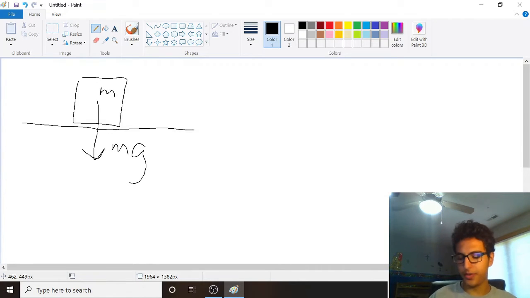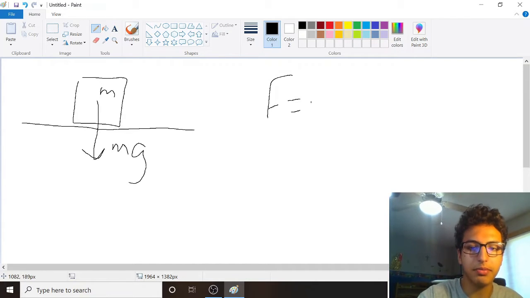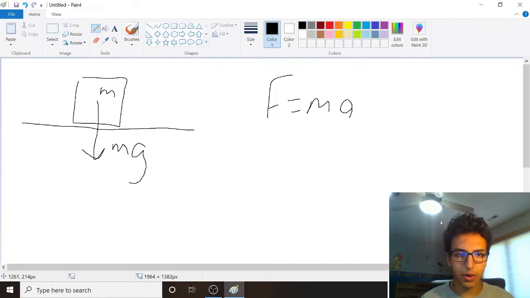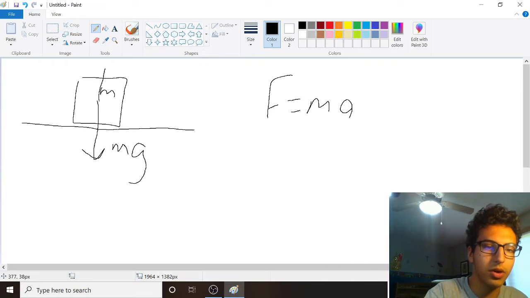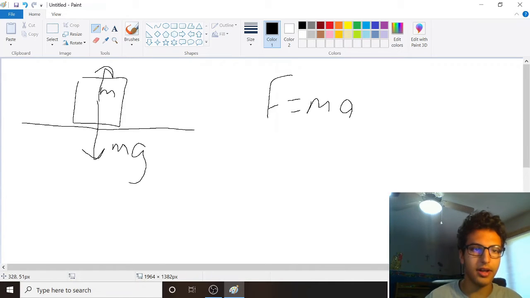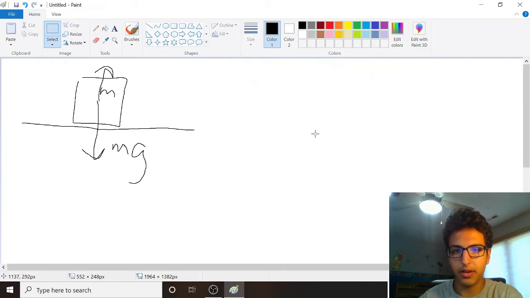But what do we also know? If you put something down on a table, it doesn't move. And we know that force is equal to mass times acceleration. So it's not accelerating. That means there's another force acting on it in the y direction. And this is what we call the normal force. Okay? So now we have two forces we know.